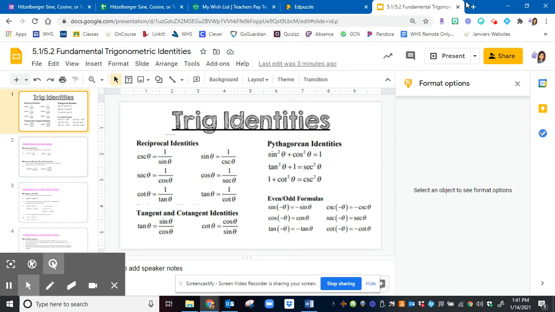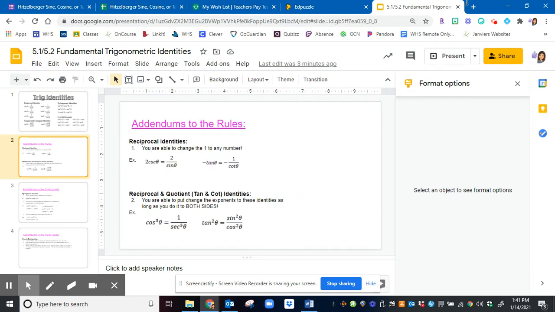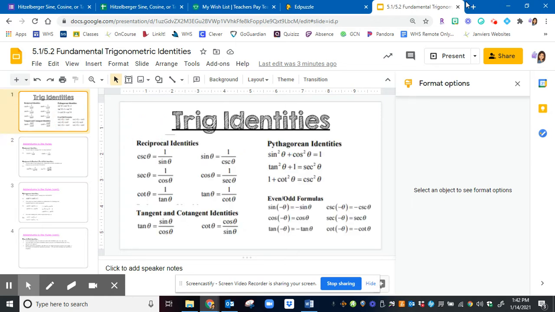So if we go on, there's just a couple little things I wanted to talk to you about these identities. The reciprocal identities have some addendums to these rules. With the reciprocal identities, you are able to change the 1 to any number. I'll give you a couple of examples here. If I can put a 2 here, then I can change the 2 here. And that is good for any of these reciprocal identities.